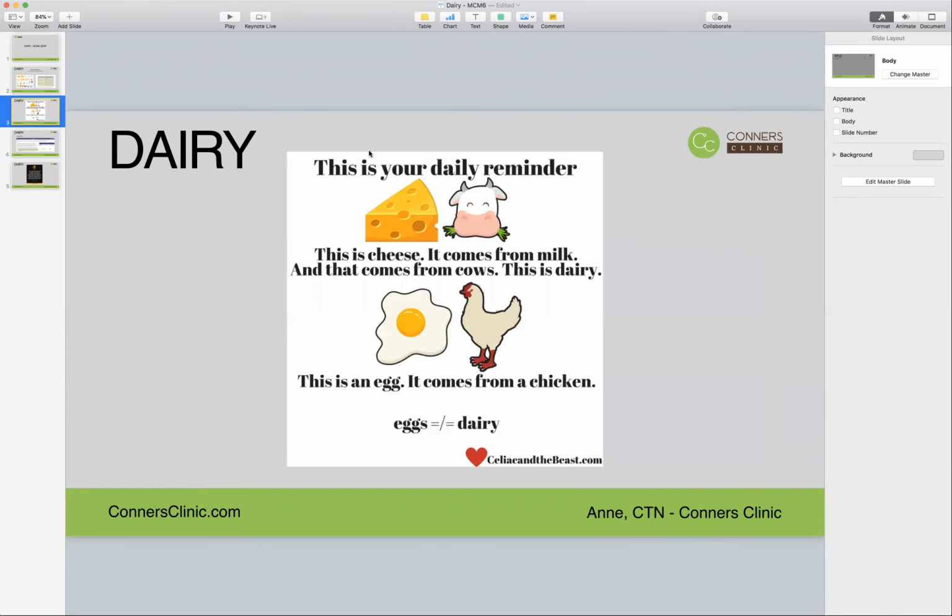Back to this one. A lot of times when we ask how many sources of dairy you are consuming in a day, and you walk through your meals for the day, people say, well, I eat eggs. So here's just a little reminder that eggs are not considered dairy. Dairy comes from cows or goats. Here's just a little funny: this is cheese. Cheese comes from cows. This is an egg. An egg comes from a chicken. So eggs do not equal dairy. Just a little reminder that when we're talking about dairy, we're not talking about eggs.